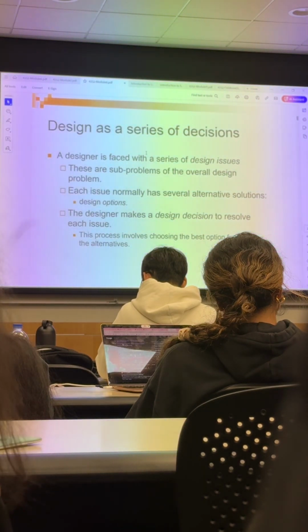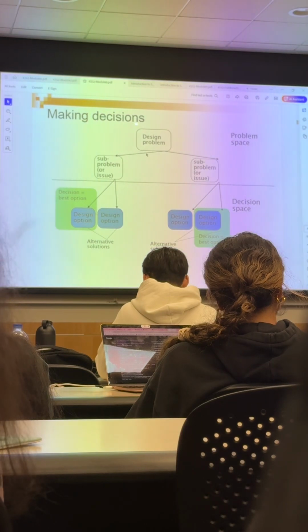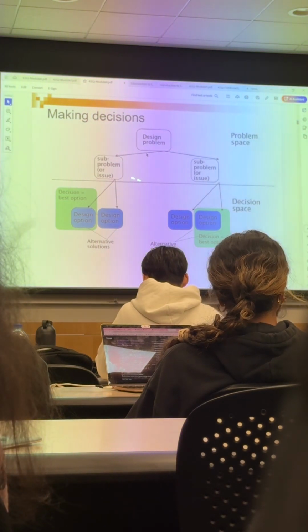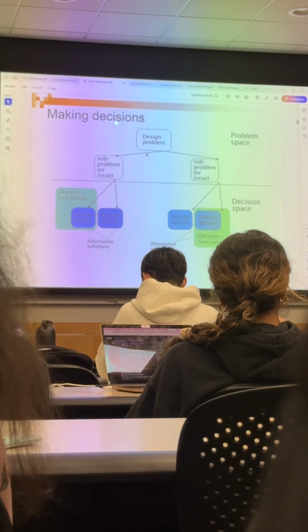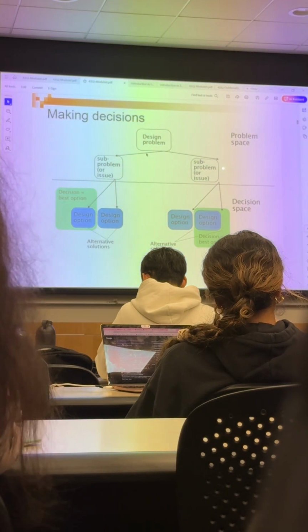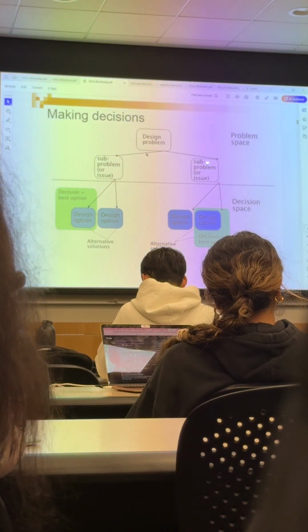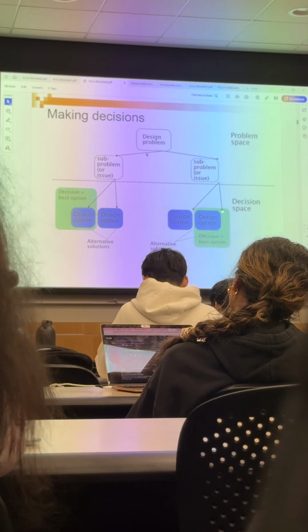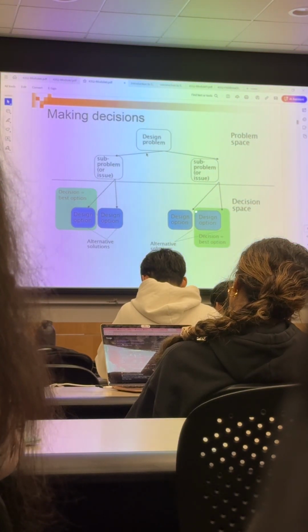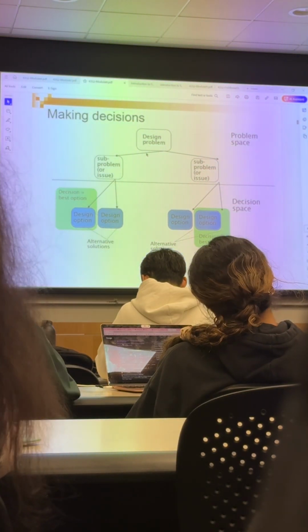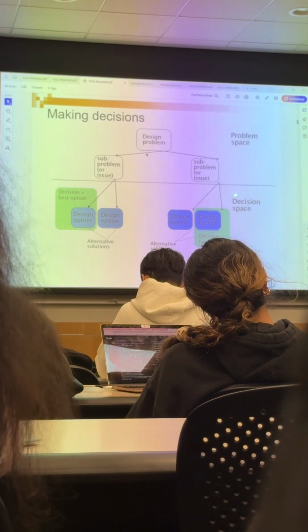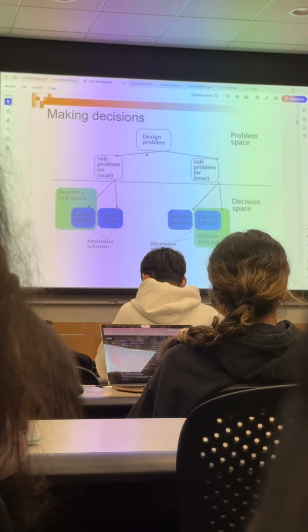And what this slide is saying is this. When you look at the decision-making process, you have a problem space and you have a decision space. Problem space is your main design problem. You break it into sub-problems, and for each sub-problem you have alternative design options. You will choose the best option, which is the decision. So this is called the decision space for the corresponding problem space.